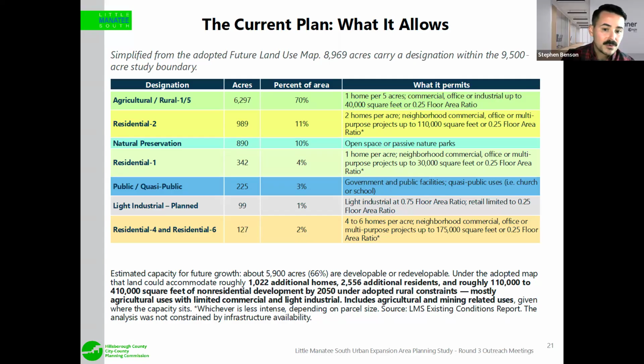That is comprised of open space or passive natural parks, generally speaking. And then other categories that exist are residential 1, which allows 1 home per acre with some non-residential, public, quasi-public, which is represented by government and public facilities, as well as public quasi-public uses, excuse me, such as churches or schools. Also, light industrial. There's about 99 acres in light industrial, more on the limited scale for that use. And again, that's just 1% of the study area. And then about 127 acres in the study area has the designation of residential 4 or residential 6. And those categories respectively allow for 4 to 6 homes per acre and limited neighborhood commercial or non-residential uses up to a limited amount.